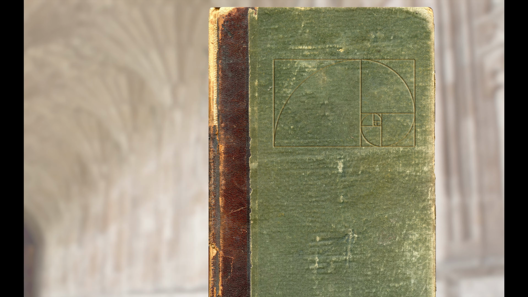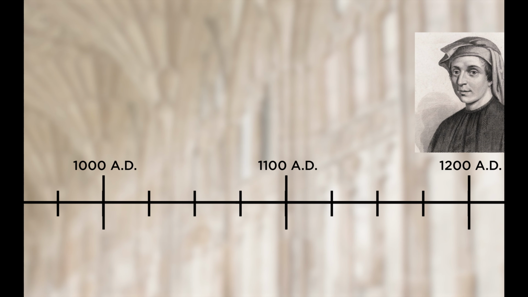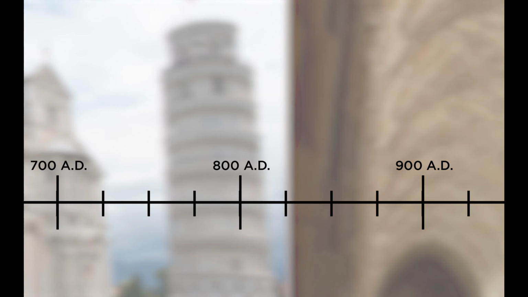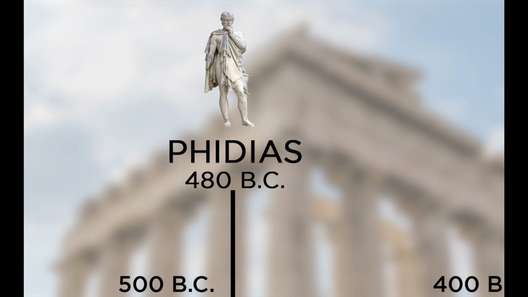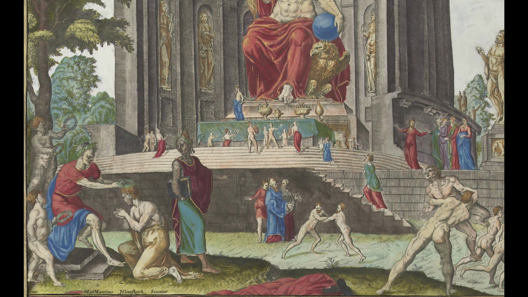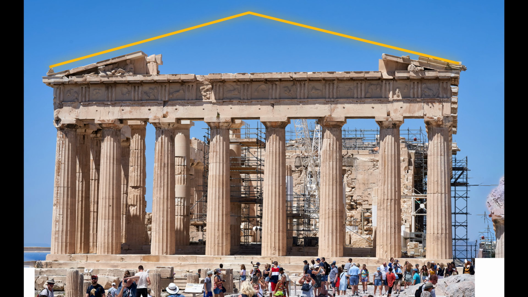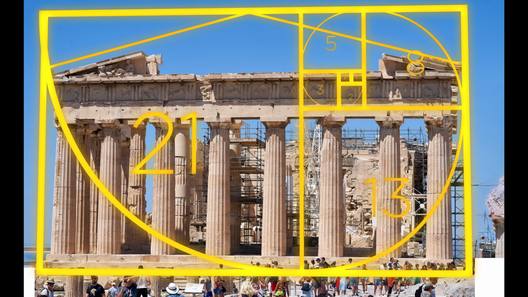The history of the golden ratio goes back far beyond Fibonacci in the 1200s. In fact, it's believed that the ancient Greek sculptor Phidias used the golden ratio around 480 BC when he sculpted the statue of Zeus at Olympia. And check out how the ratio is used at the Parthenon. 1 and 1, 2, 3, 5, 8, 13, boom, check out the golden ratio.